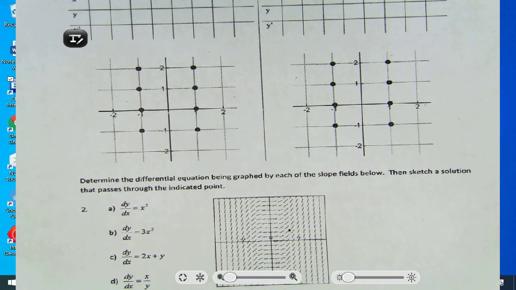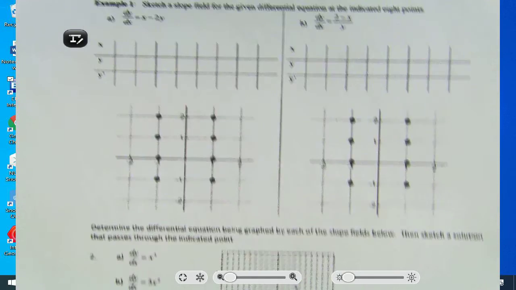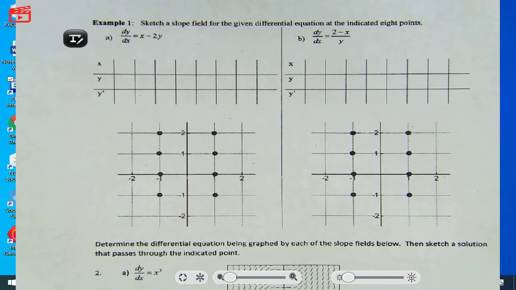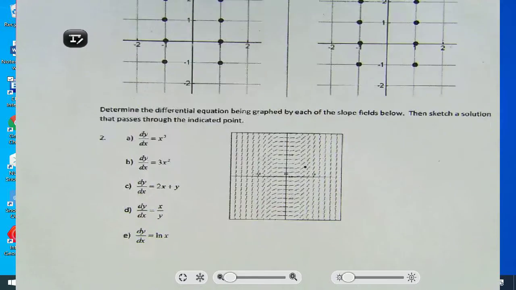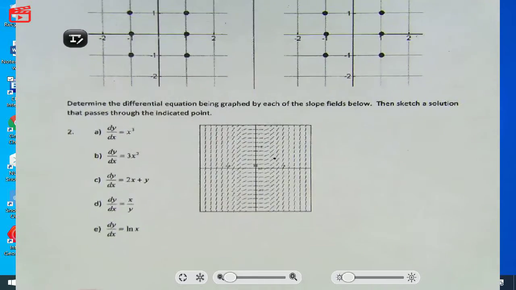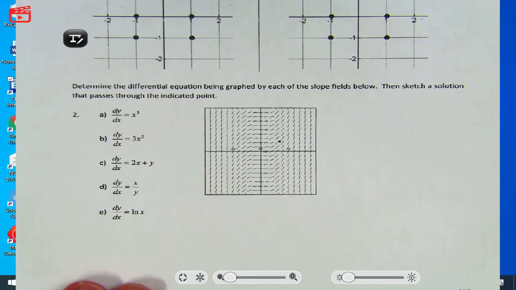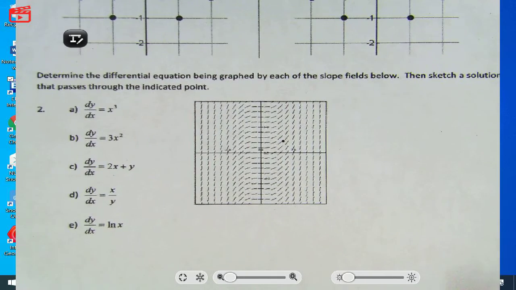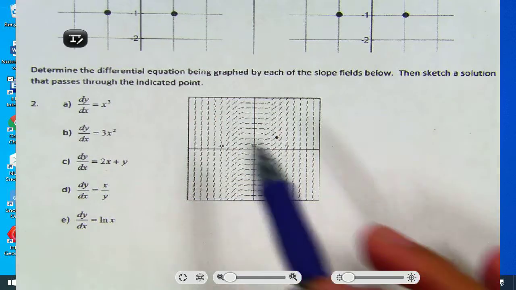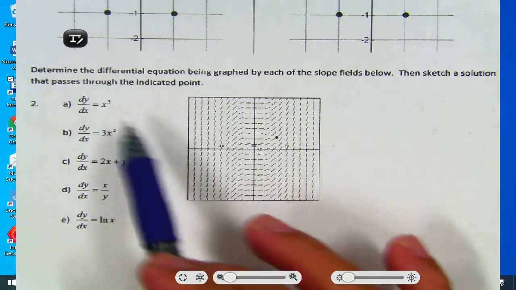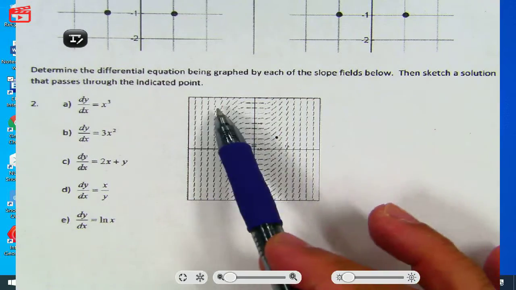Alright. This is page 283 of the IB book. We started this yesterday. I'm going to start with number 2. It says determine the differential equation being graphed by each of the following slope fields, and then sketch a solution. This is basically multiple choice. Which of these is represented by this graph?